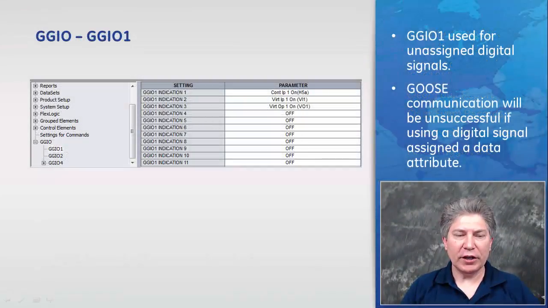Next, let's look at the GGIO section. Under GGIO 1, we still have the classic 128 indications, but there's a twist. You can enter a digital signal in indicators if the signal has been assigned a data attribute. If you proceed to cheat and enter a signal that is associated with the factory assigned data attribute, the Goose communication will be unsuccessful. So one of the things that you need to do is check the manual for signals that you're using. If they're mapped, you can't place it in here. If it's unmapped, you're more than welcome to use the GGIO 1.